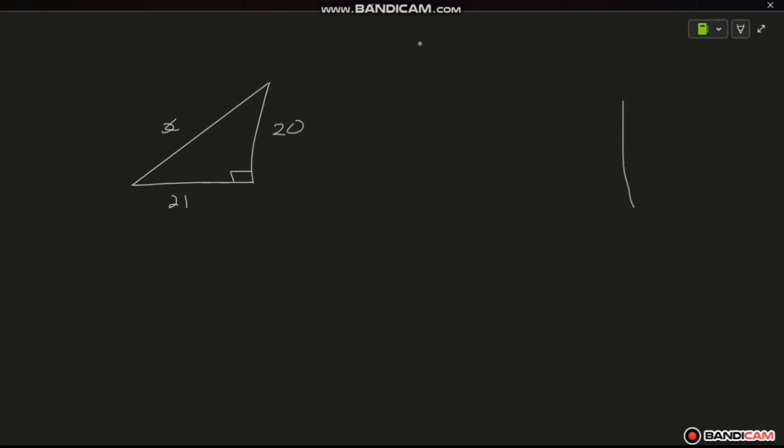Okay, then we have this one. We are given x here and 25 and 24. Determine the value of x. Just do this one so that you can see if you are getting the gist of this, you understand it.